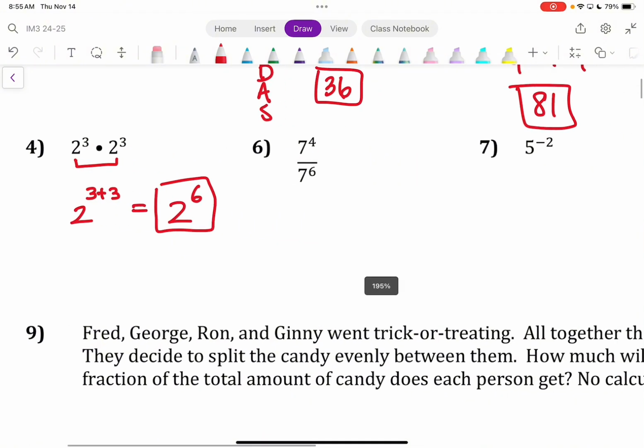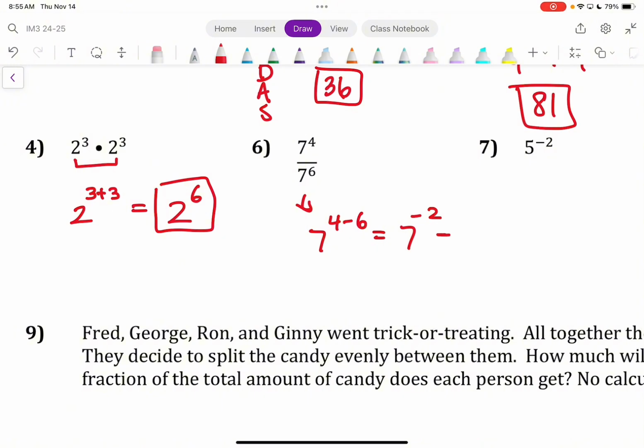Next question. 7 to the 4th divided by 7 to the 6th. What rule can I use here? If I'm dividing the exponents, what rule can I use? Dylan? The quotient rule. Very good. What the quotient rule tells you is you can subtract the exponents. 7 to the 4 minus 6. But when I get to this part, I get 7 to the negative 2. I have to use a separate rule now. It's a different one. Now I use the negative exponent rule.